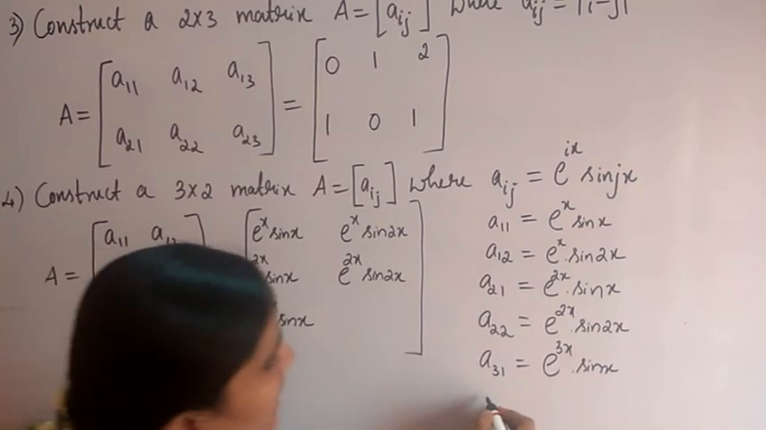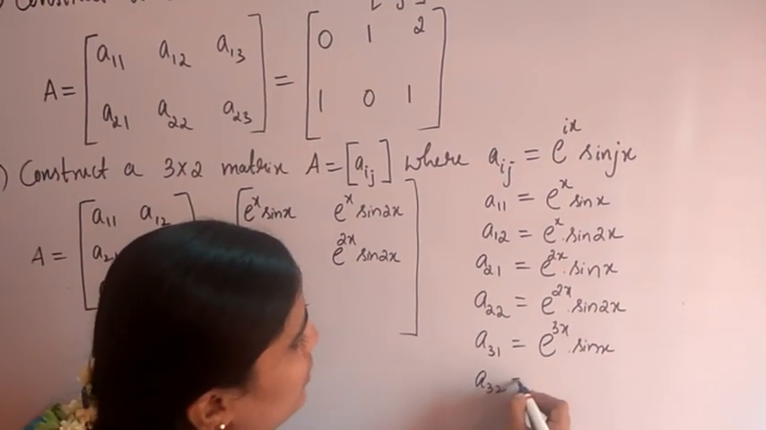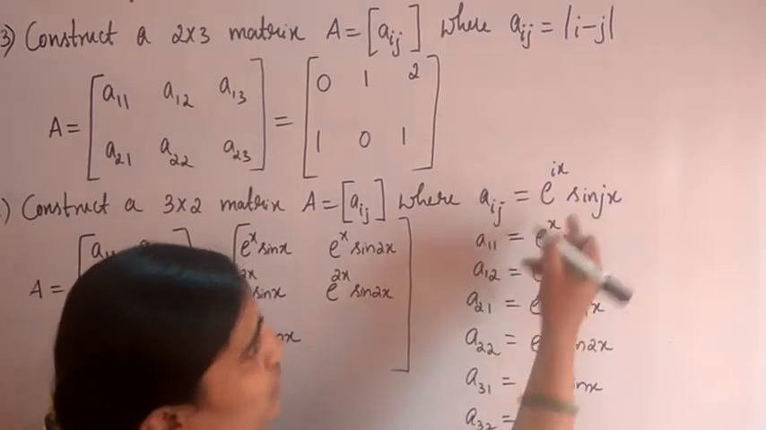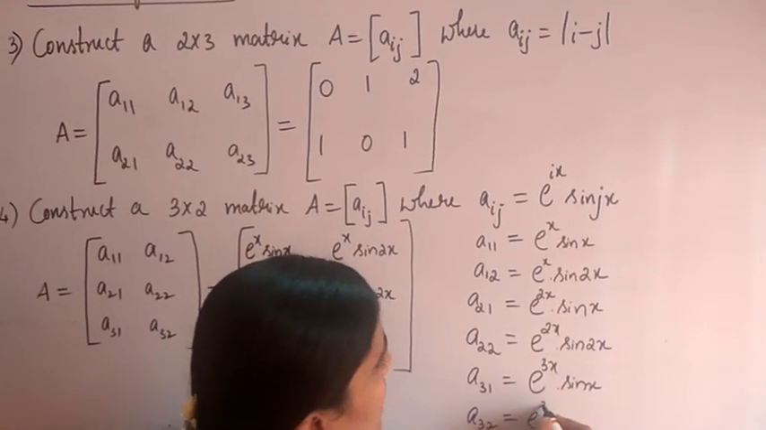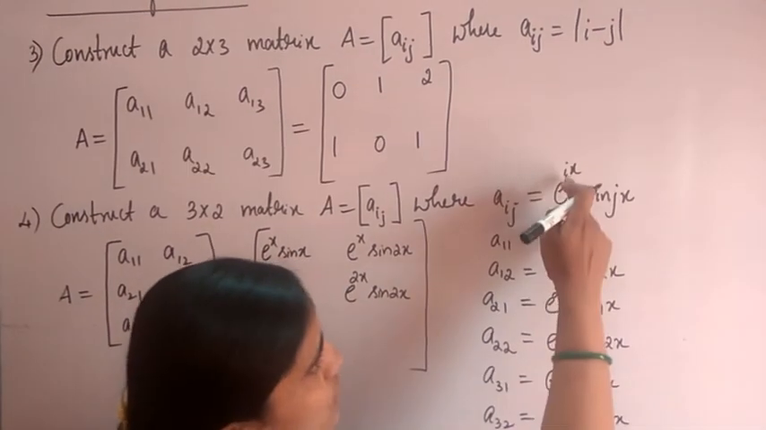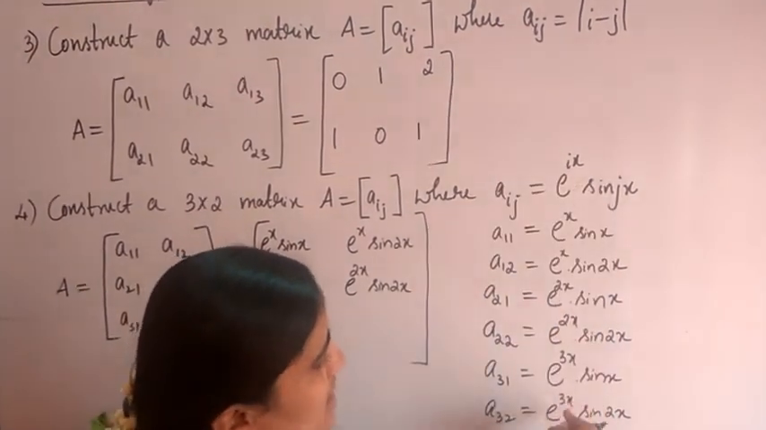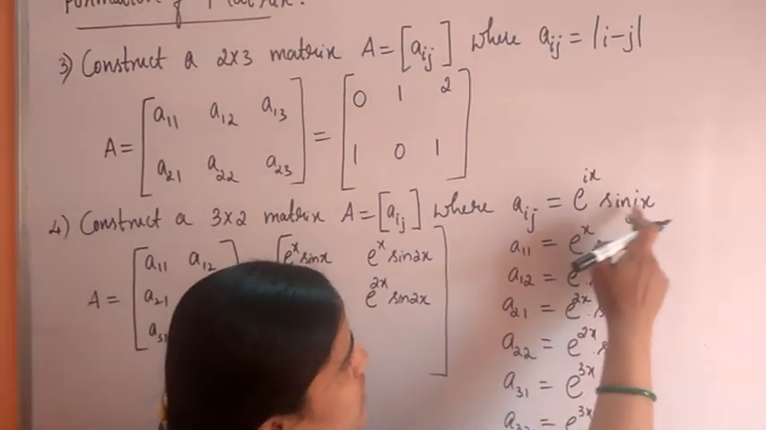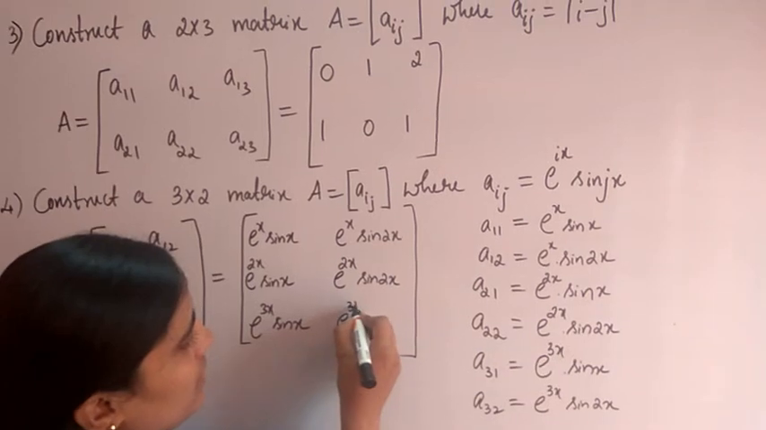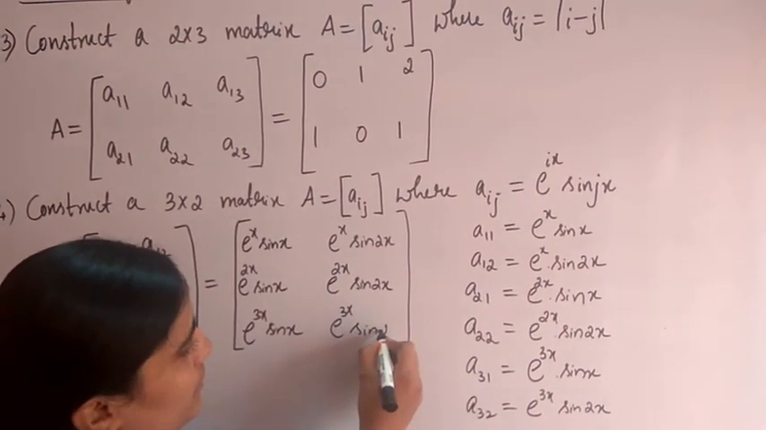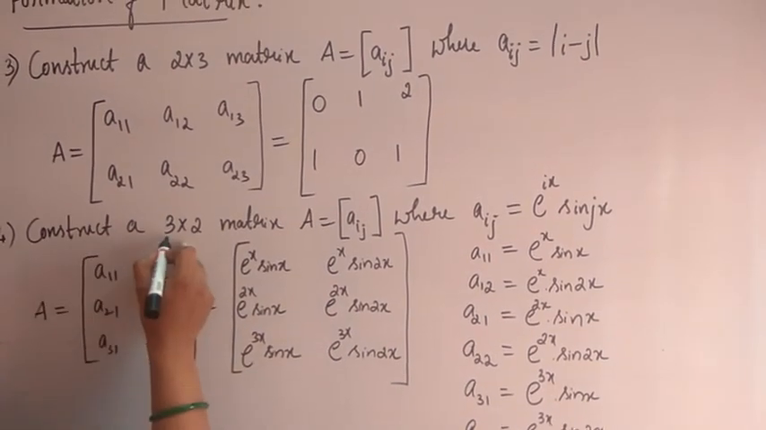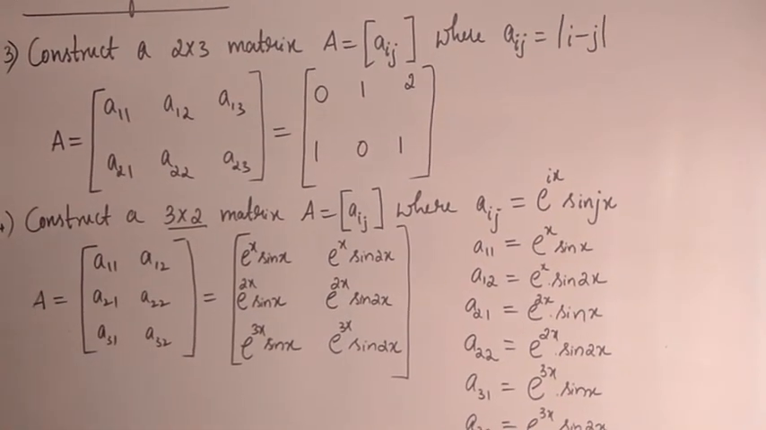So for the last element, the element is a32. If we substitute in the formula, I value 3, J value 2, the formula becomes e power 3x sine 2x. Here there is I, 3 into x is 3x, into sine J value 2, 2 into x is 2x. That is e power 3x sine 2x. So this is the required matrix, which is of the order 3 cross 2.